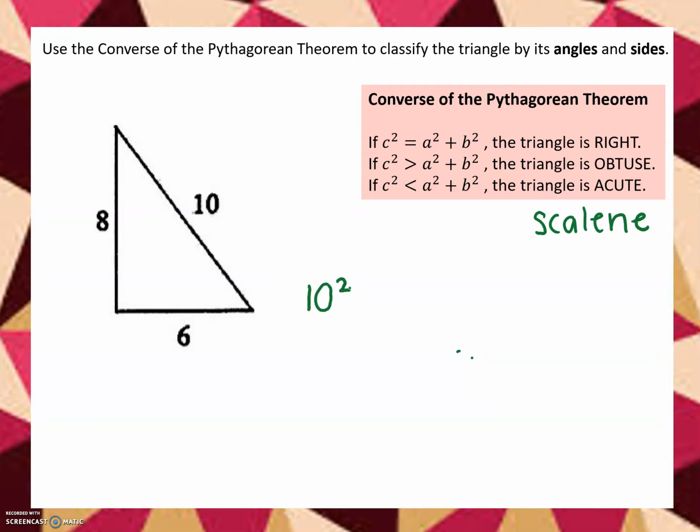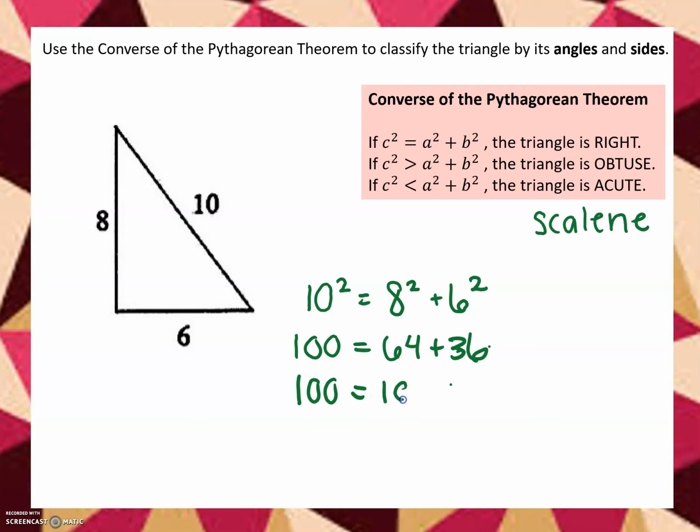Right, 10 squared, C squared, equals 8 squared plus 6 squared. It doesn't matter which side you use as A and B, as long as C is the longest. So then you get 100 equals 64 plus 36. And when you add 64 plus 36, you actually get 100. So looking back at the converse, since 100 equals 100, if C squared equals A squared plus B squared, the triangle is right. So we're going to say that this is a right scalene triangle.